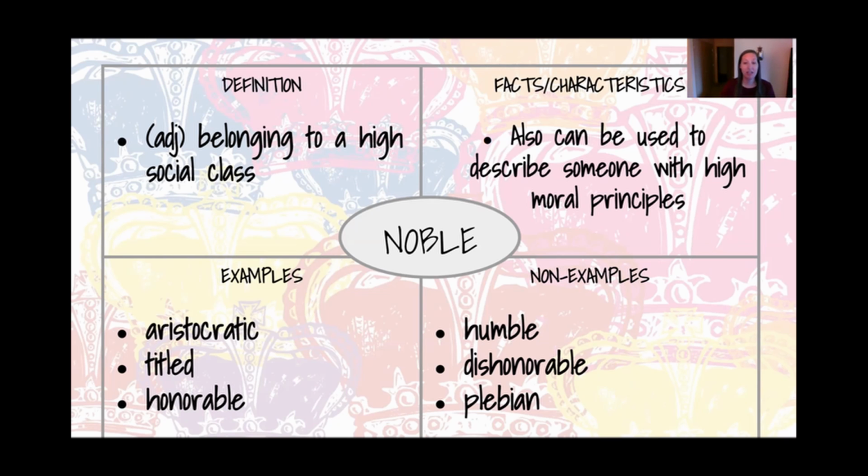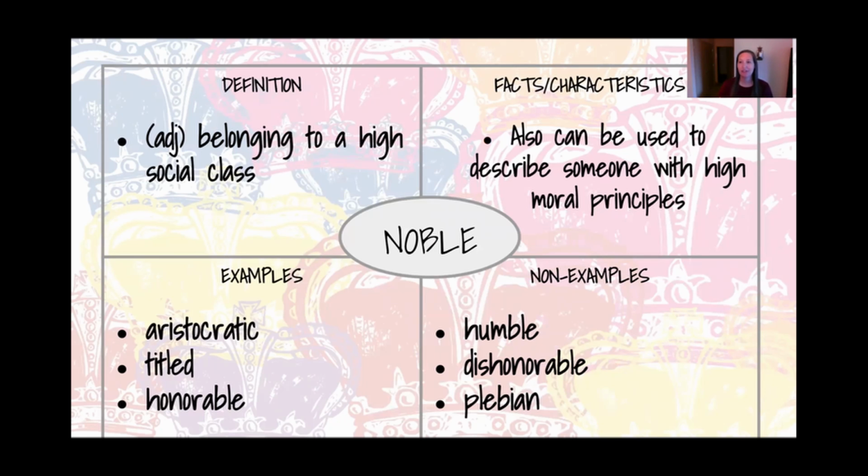If we're calling someone a noble, we're talking about somebody who's a part of that higher social class. But usually not royal. So it'd be like all the royals, the kings and the queens and the princes, and then nobles would be like your dukes and your earls and your people with titles who weren't necessarily a part of the royal class or the royal family. So some examples: aristocratic, titled, and honorable. Those are all synonyms to describe both definitions of the word noble.